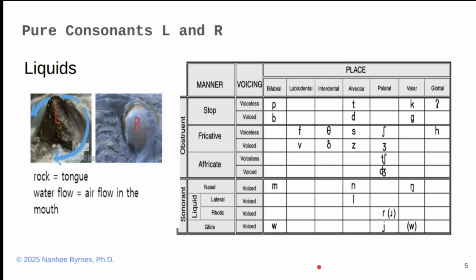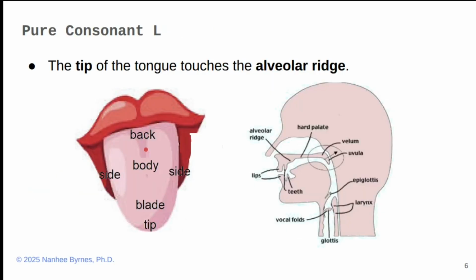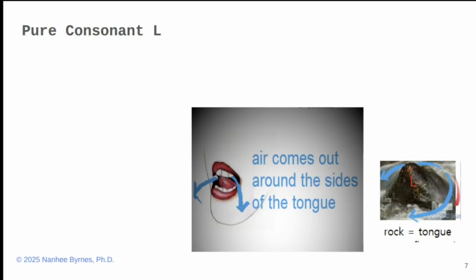Understanding pure consonant L and R. Both L and R are called liquids in phonetics because the air flows smoothly through the vocal tract, like water flowing around an obstacle. The difference is tongue position. Pure L. The tip of the tongue touches the alveolar ridge. The sides of the tongue are lowered. Air flows along the sides like water flowing around a rock. Examples: light, lie.